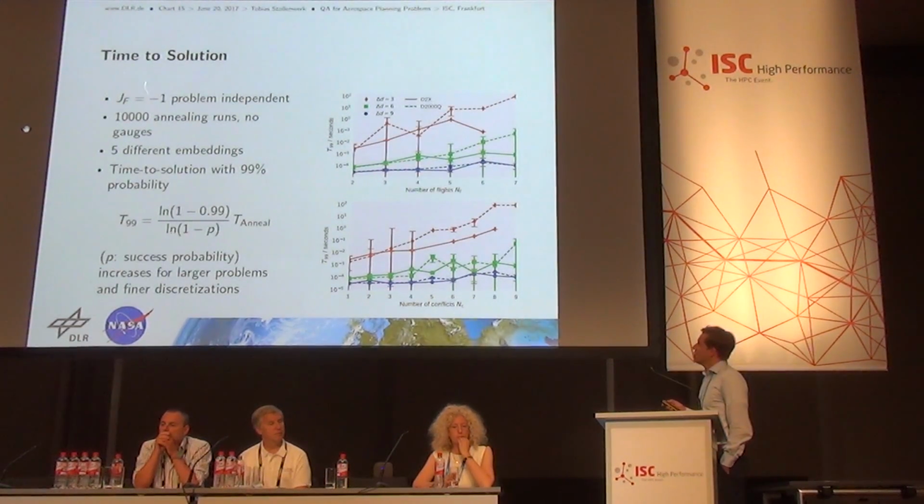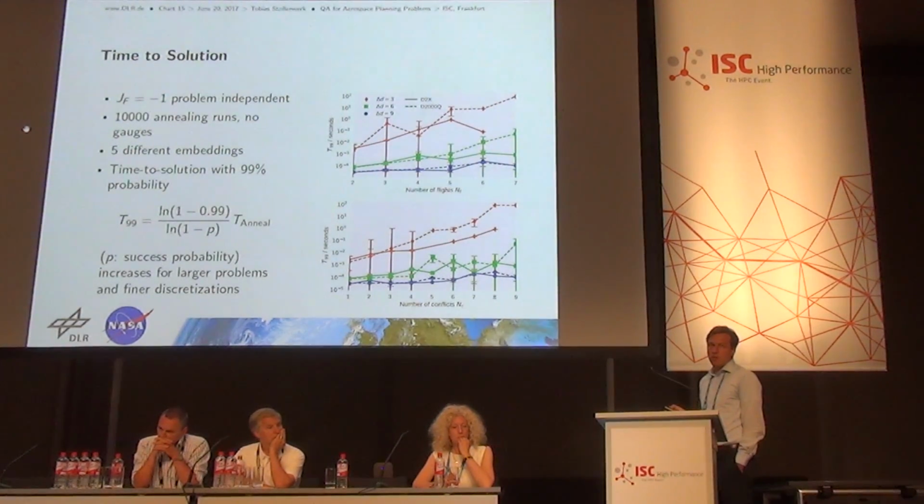So this is the time to solution. We calculate the time to solution with 99% probability in this way, where P is the success probability. So you run the problem like 10,000 times, and if it finds the exact solution 100 times, you get a certain success probability. And if you plug that in here, you can calculate a time to solution with 99% probability, and this t is the annealing time, which we always set to 20 microseconds.